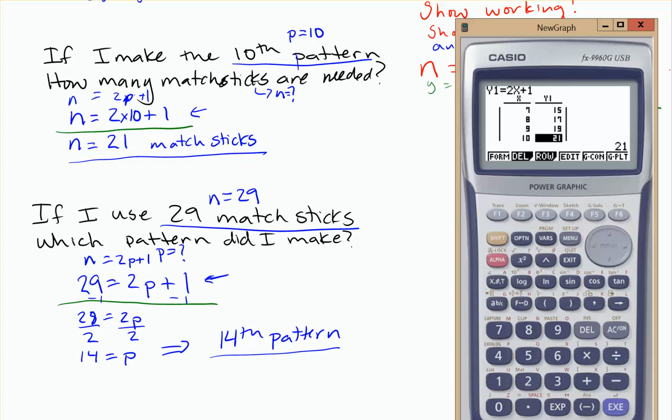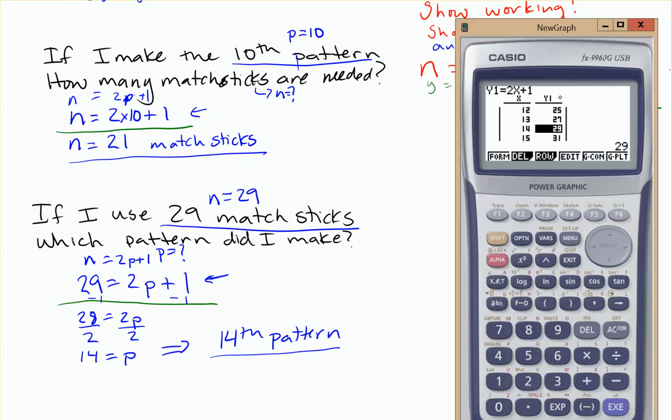The next question was asking us if we had 29 matchsticks, what pattern did I make? So let's scroll through the matchsticks column, and we can see we've got 29 matchsticks at the 14th pattern. So again, that will give you your answers without having to use the algebra, but you do have to show your substitution. There are other ways as well to get these answers, but table's probably the most straightforward one. We can also use graph and your equation solver as well, but the table is a pretty helpful tool here for you.